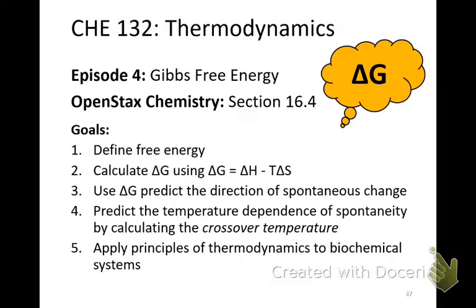delta H minus T delta S, use that to predict spontaneity, and then we'll talk a little bit about the temperature dependence of spontaneity by calculating the crossover temperature. Finally, the example that we're going to do applies to some biochemical systems.